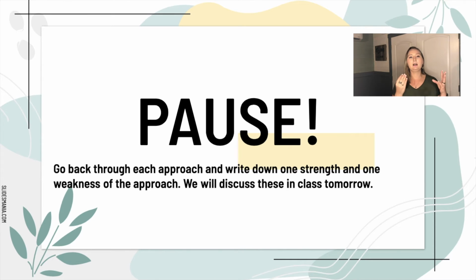All right, real quick though, I want you to pause again, go through each approach again, and I want you to write down from your own brain one strength and one weakness of the approach. So I want you to look at the approach and just process it for a minute and go, it might be missing this take, or, it's really good at this thing. I want you to write down one strength, one weakness of each approach. We will discuss these in class tomorrow, so make sure you bring your notes with you.